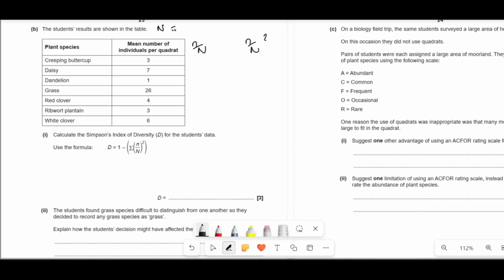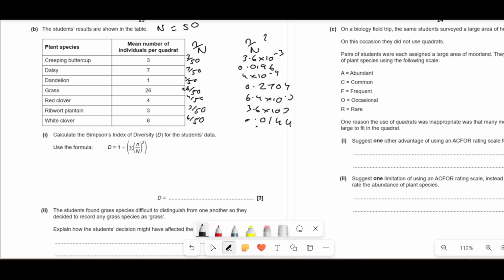So we need to work out what big N is first. It's going to be 3 plus 7 plus 1 plus 26 plus 4 plus 3 plus 6. That gives us 50. So it's going to be 3 out of 50, and then you can square all of those as well. So 3 over 50 is what? And then if I do 1 over 50 squared, that's 4 times 10 to the minus 4.